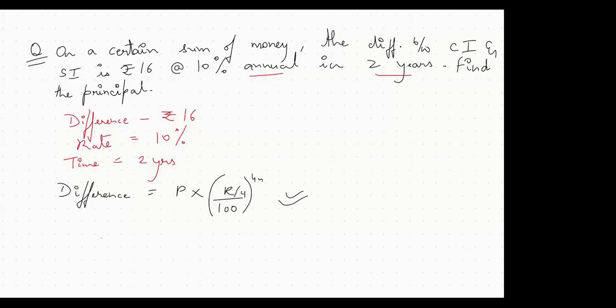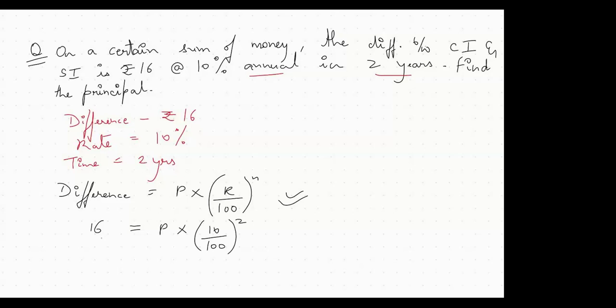Now what do we do in this formula? How we solved it? Let's see. This is annual, so we are just having r by 100 raised to the power n. Put the value of difference below difference. 16 is my difference, so put 16 here. 16 equals p. I don't know p, so write p as it is. Multiplied by r, I know is 10. Put r 10 by 100. My time I know is 2 years, so put 2 here.